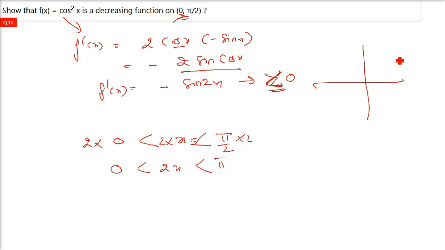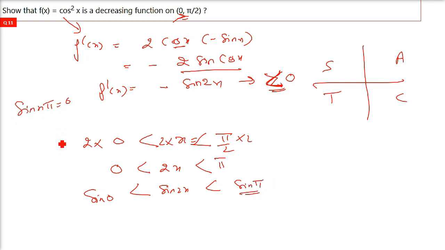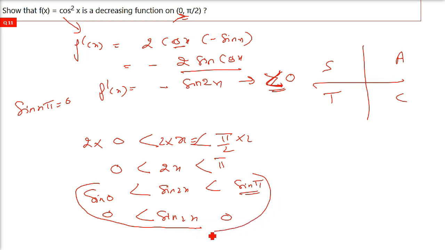Now when you see this 2x and take the sine on both sides, see where the problem will arise. It will be sin 0, and this also sin pi, and you know that sin n pi is going to be 0. So sin 2x would be between 0 and 0. That will be a problem. So you don't go like this. I'm just cancelling this out. I'm just showing you that if you go ahead with this kind of solution, you will be going nowhere.